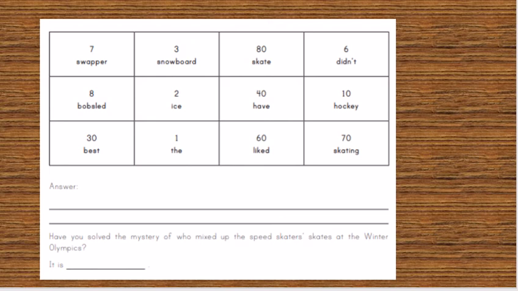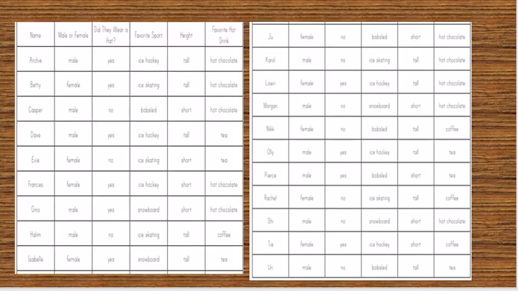Now, have you solved the mystery of who mixed up the Speed Skaters' skates at the Winter Games? Who do you think it is? Here is the list again. Pause your video, use your information and your answers to your clues, and see who you came up with as the answer. Then start your video again, and we'll go through your answers.